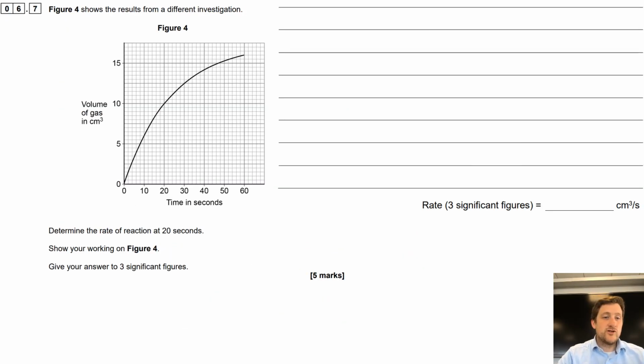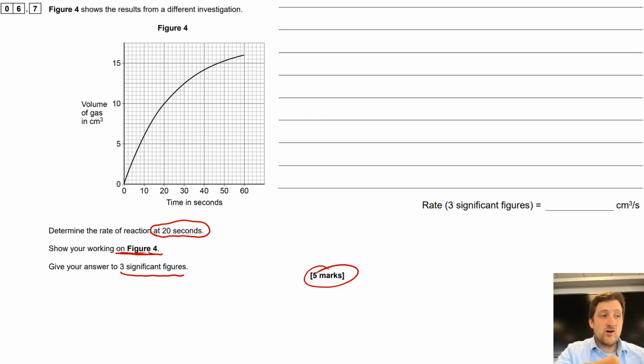Our last question. Figure 4 shows the results. Determine the rate of reaction. Now it says at 20 seconds. It's really important. Show your working on figure 4. Also really important. That means you're going to get a mark for drawing something on this graph. And then give your answer to 3 significant figures. It's worth 5 marks. It's worth a lot of marks, which means there's lots of things we need to get in there. So if it is at a specific time that we are working the rate of reaction, that means we need to draw a tangent.